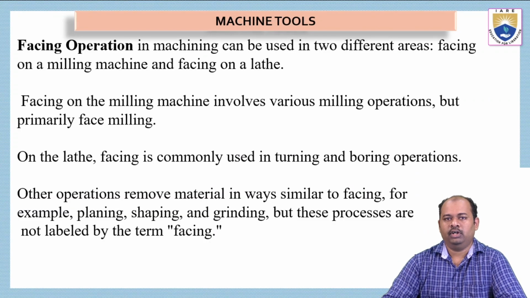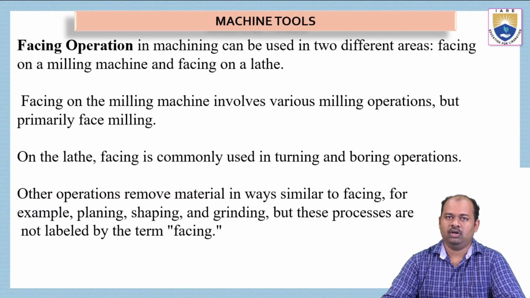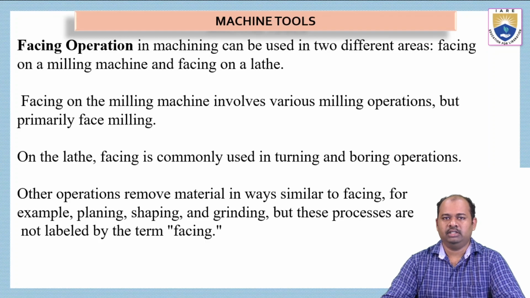Now, let us see what a facing operation is. Facing operation is done in a lathe machine. In the previous lectures, we have seen what a lathe machine is, how it is operated, what its functions are, and how multiple operations can be done on it. Now, in this lecture, we are going to see how this lathe machine is used in different machining processes.